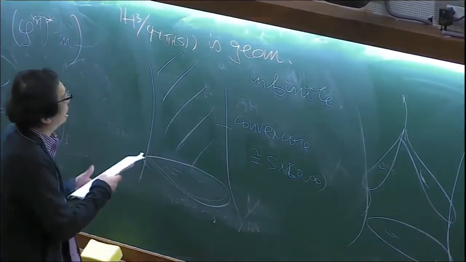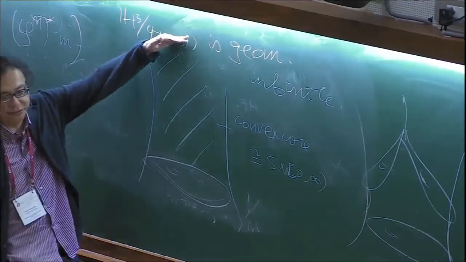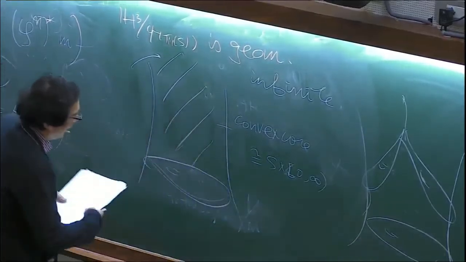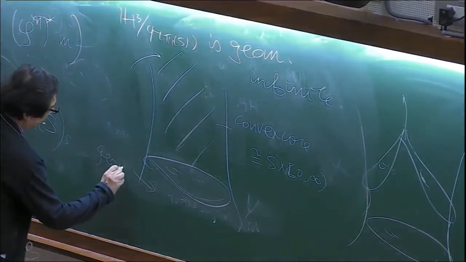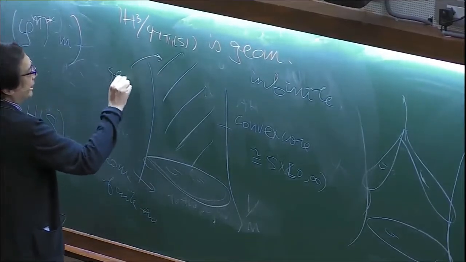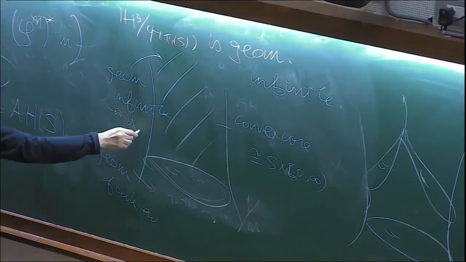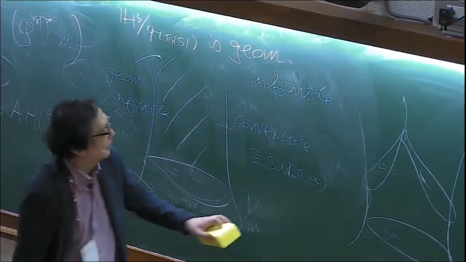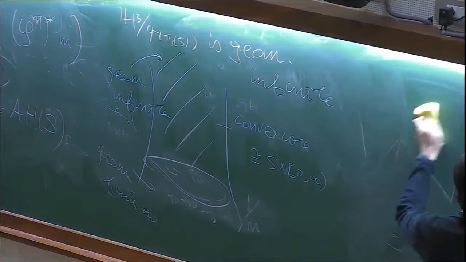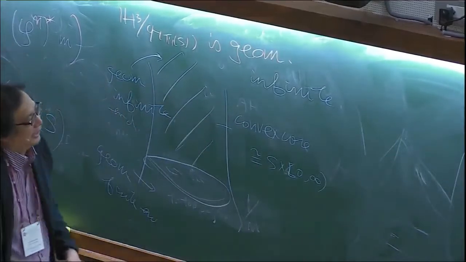So you have two ends for this manifold. One is here, and the other is here. This part is similar to the geometrically finite case, so this kind of end is called a geometrically finite end. And this kind of end is called geometrically infinite. For a geometrically infinite end, you can define an invariant called the ending lamination.